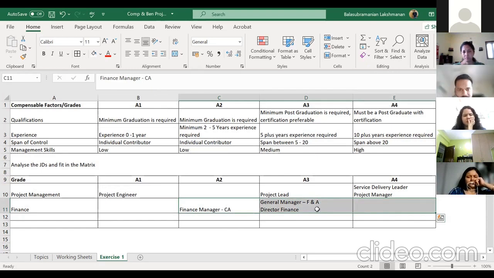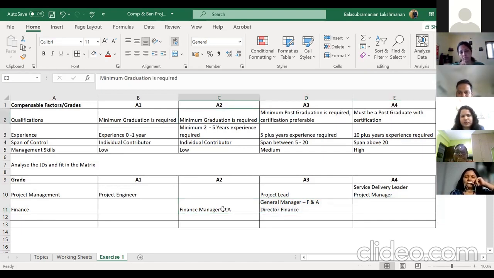So CA, should we consider that as a basic requirement only for finance? Yeah, because at A1 we don't have anyone, Bala, maybe someone like BCom might fit into A1. Yeah, but we don't have any such requirements. So CA is across all the 3 requirements which we have received. Right. So even in A2, we don't have certification requirements, right? So should we add that here? Yeah, in the qualification you can put graduation.